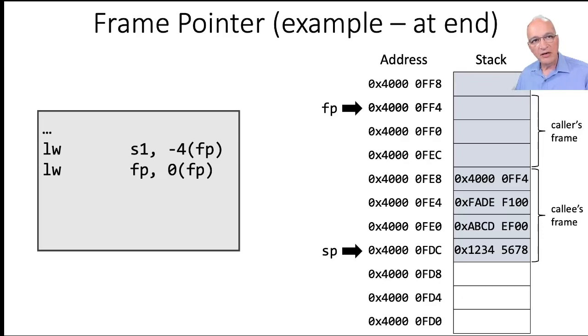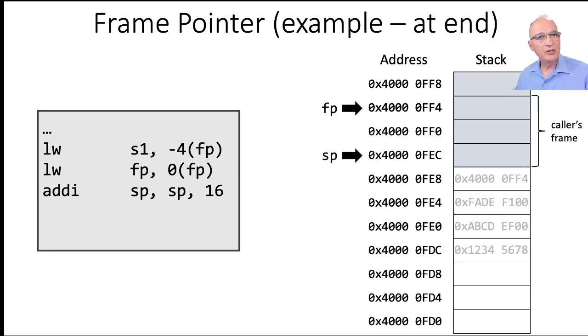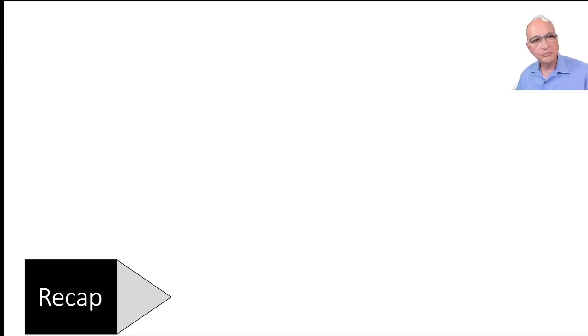So now I have moved the frame pointer to its original position, and now I can move the stack pointer to its original position. And as we illustrated before, the values that were in the frame of the callee do not disappear. They remain in memory, but they are no longer part of the state of my program, and they should no longer be used or accessed. And finally, I return from my procedure.